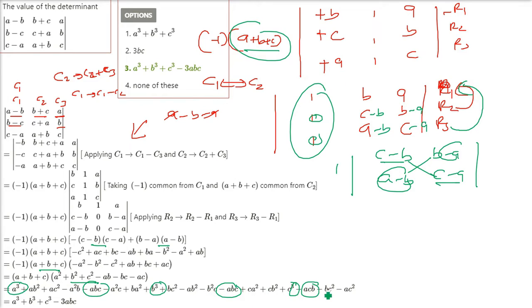Because let's see this bc square. So we have a bc square plus and bc square negative. So you can just cancel it out. Okay.